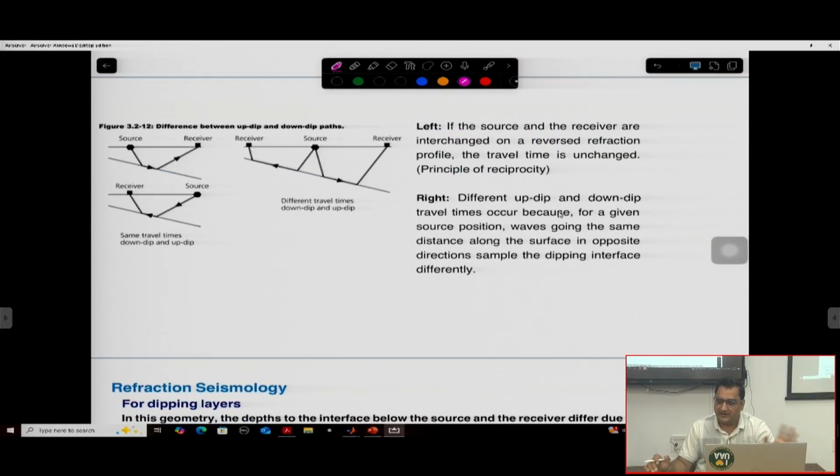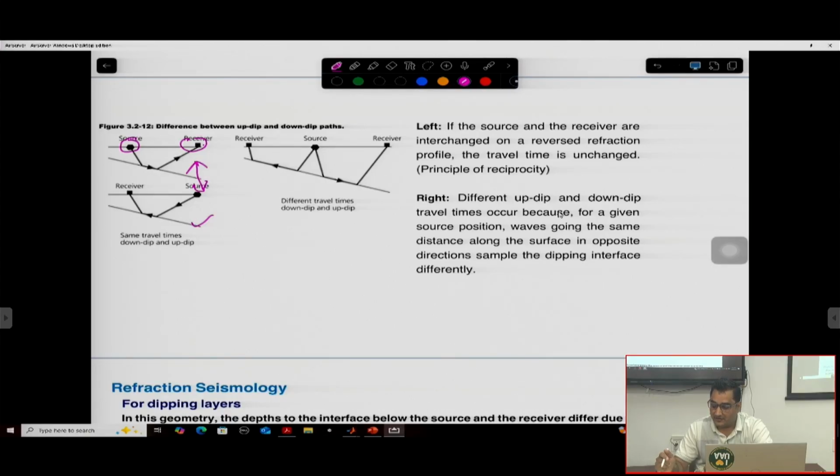So there might be this scenario: the difference between the up dip and the down dip. Let's suppose this is the source, and here you have a receiver. This is in the down dip direction, because from the source the receiver is in the direction of down dip. In this case it is in the up dip direction. In both cases, if you compare these two, the travel time will remain the same.